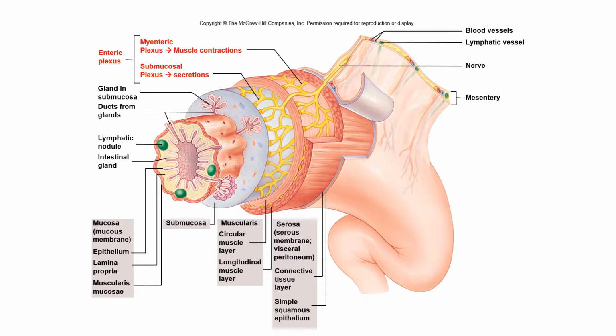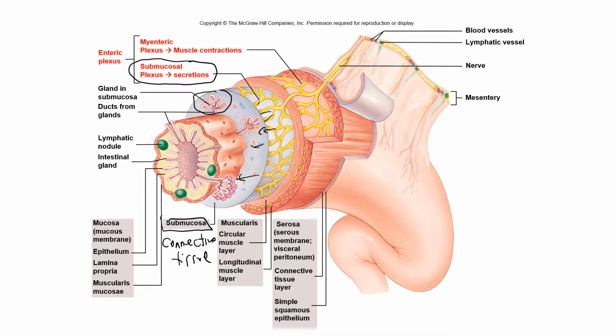The next layer of tissue in the GI tract is the submucosa. The submucosa is connective tissue, and it has 2 distinct features. There are submucosal glands which secrete mucus or buffer products. And more importantly, there is a submucosal plexus, which consists of a network of nerves that are going to innervate the glands and the submucosa.